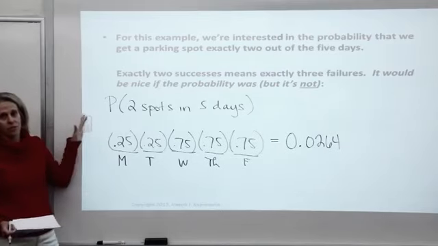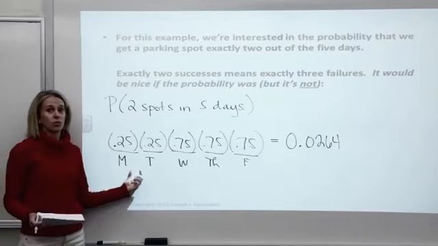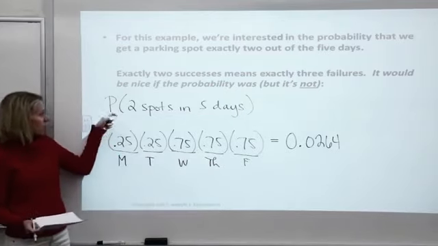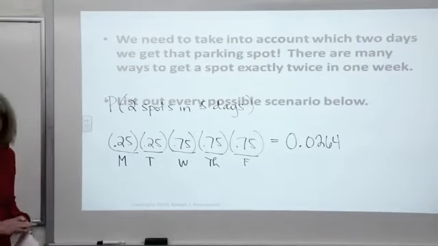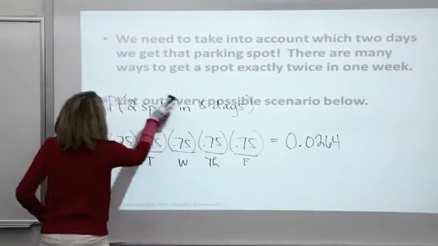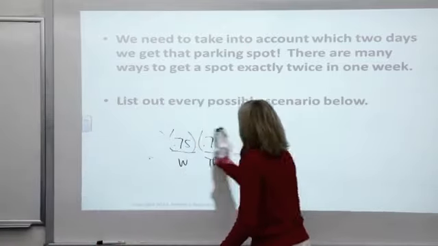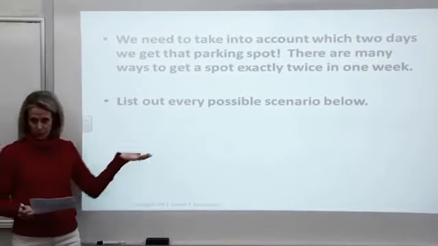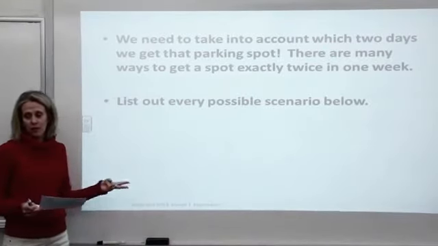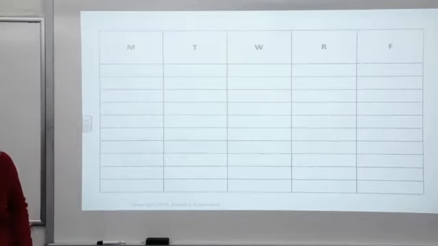So this is not the answer to this question. This is the likelihood of getting a spot on Monday and Tuesday and not the rest of the week, but not exactly 2 spots in 5 days. All right, so what if we take into account which 2 days we get the spot? Just said there are many ways to get a spot exactly twice each week. Let's list out every possible scenario.